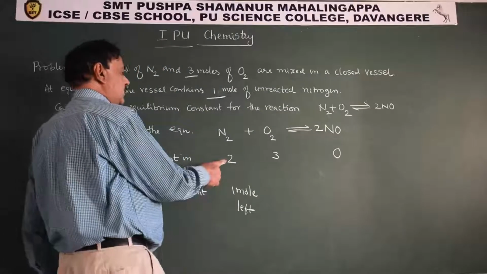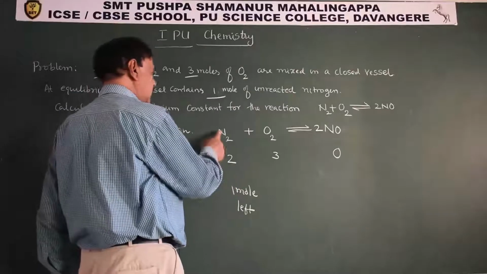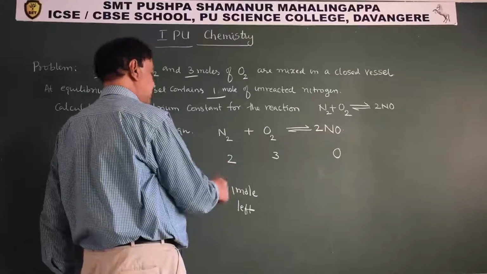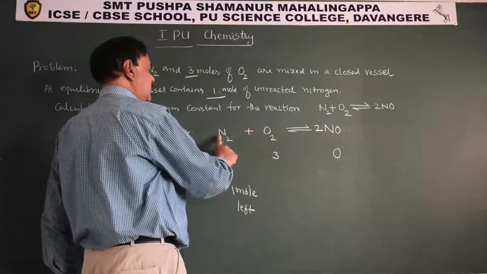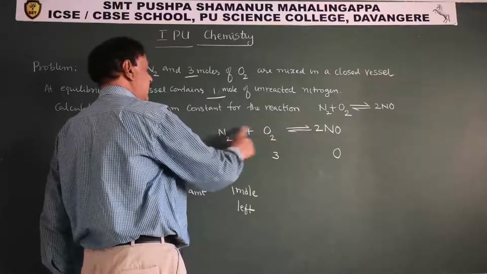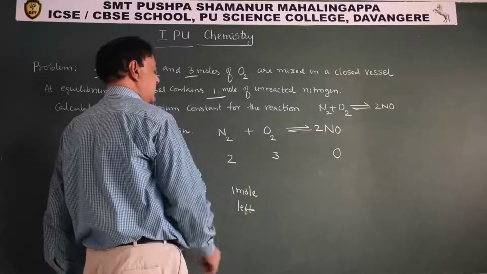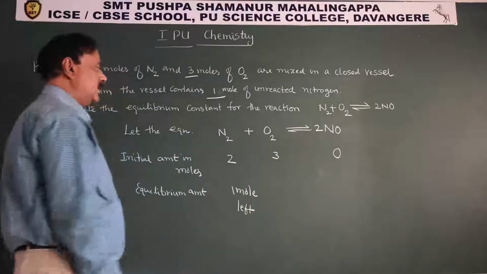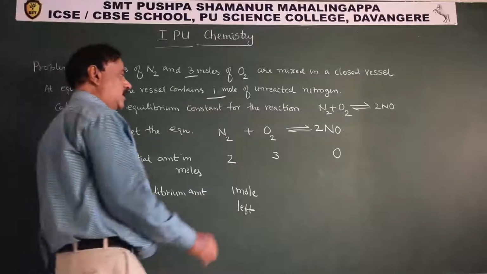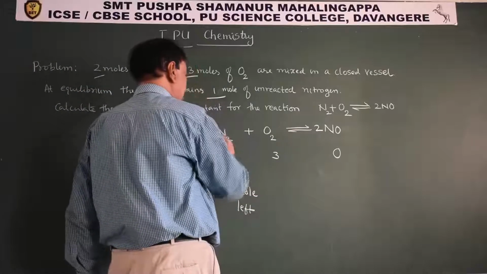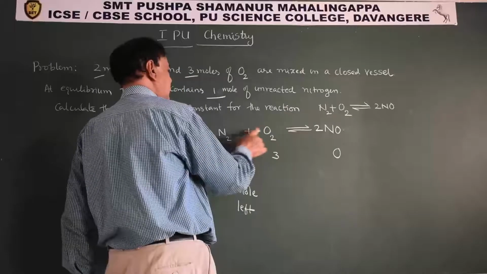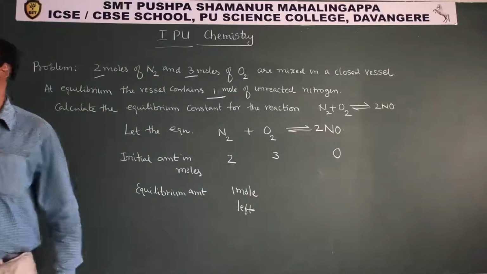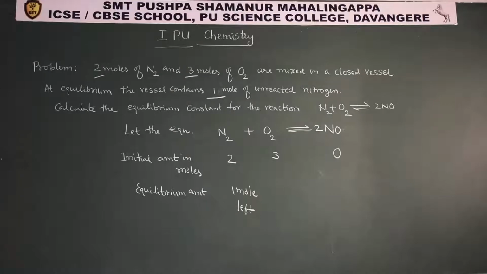Therefore, of the initial 2 moles of nitrogen, 1 mole is left, meaning 1 mole is used up. For oxygen, for every 1 mole of nitrogen, 1 mole of oxygen reacts, so 2 moles are left at equilibrium. Then the amount of nitric oxide formed is 1 mole plus 1 mole, equal to 2 moles of nitric oxide formed.